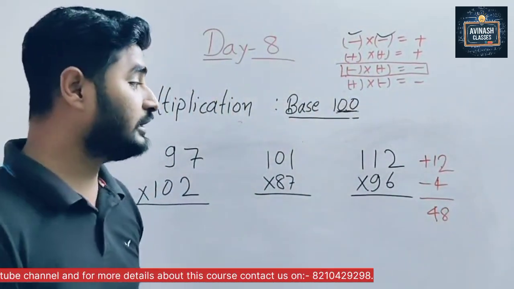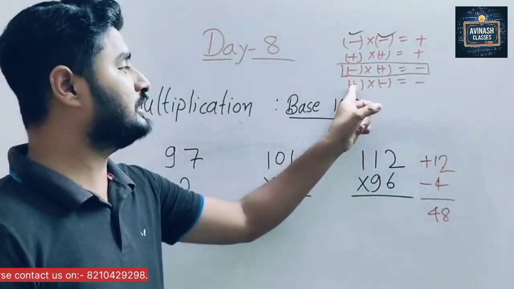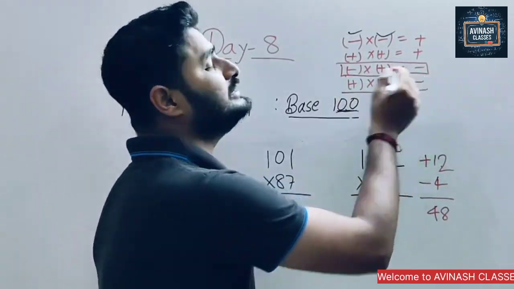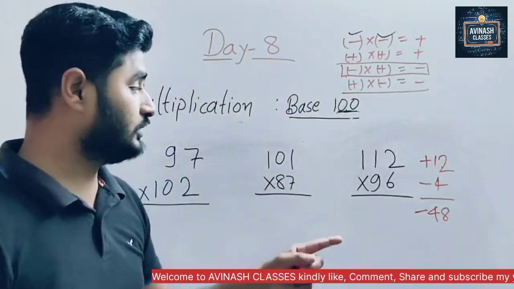Understand? It's very important. Now here, positive into negative. One number is positive, one number is negative. What is our final answer? Sir, it's negative only. So here we write negative. It's important. Please listen carefully.